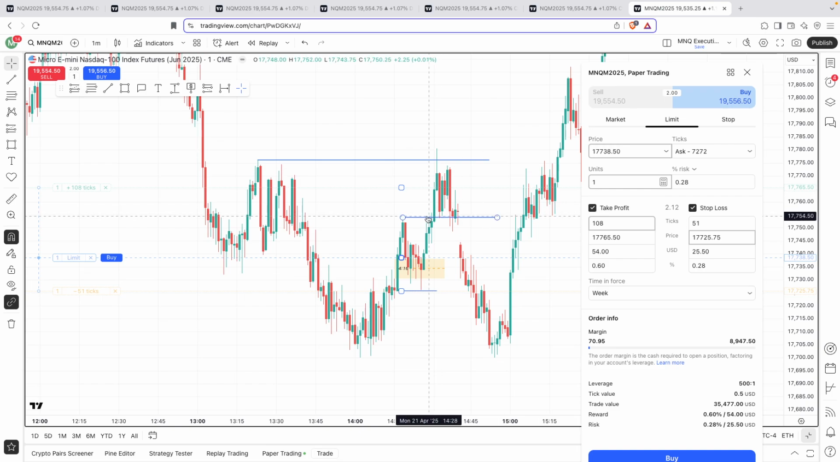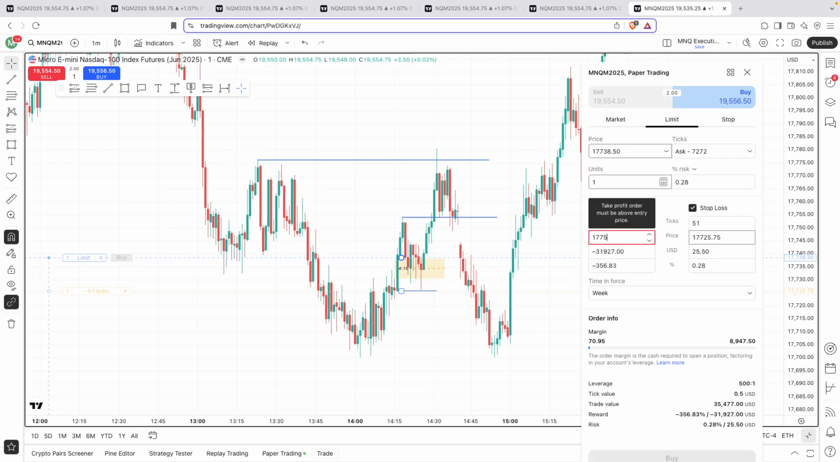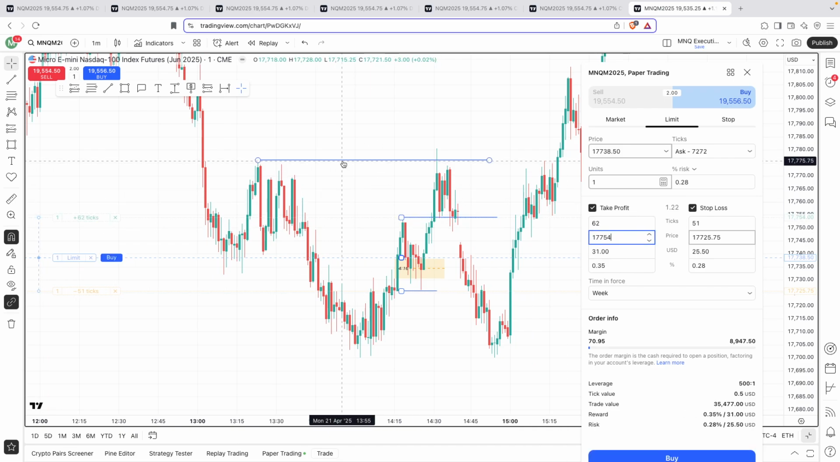And then our take profit could be here, 17,754. Or we can take our trade over here, so that will be like $31. Or if we go for here, 76.25, that will be $75. So we're risking $25 to get this one. So let's assume that we take this trade.